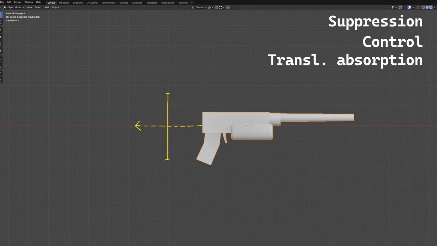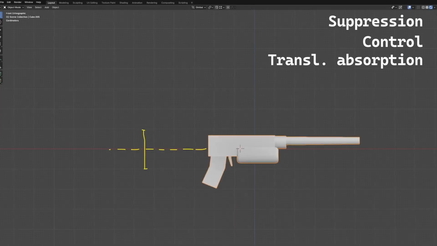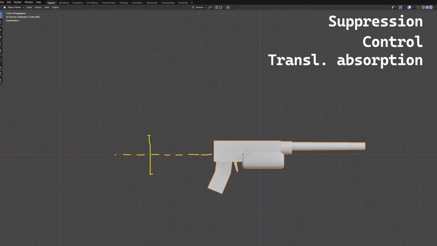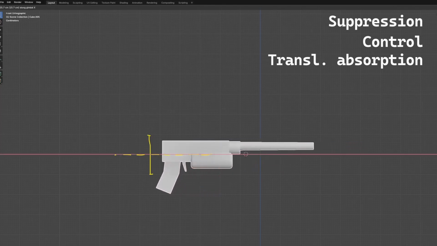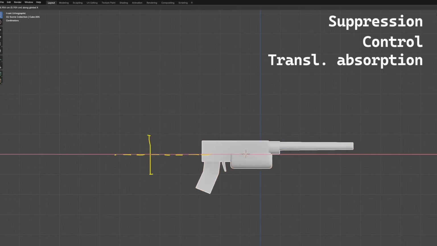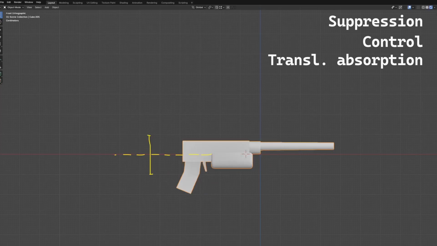However, we cannot recoil backwards an infinite distance. If we recoil backwards more than, for example, 10 centimeters, the remaining energy is left over, and we need to keep it aside for later. So you can think of this backwards translation as some kind of buffer, and the first few shots will not feel it.